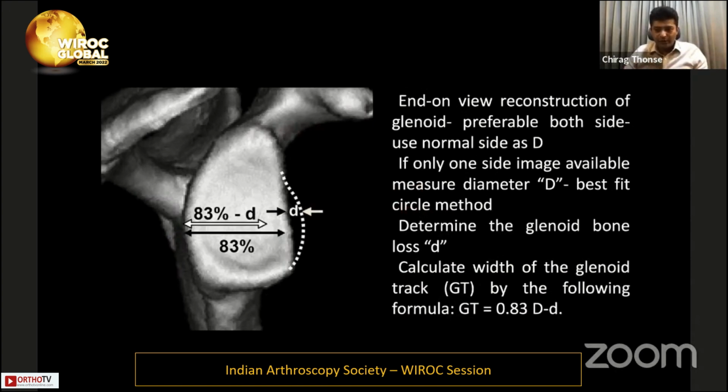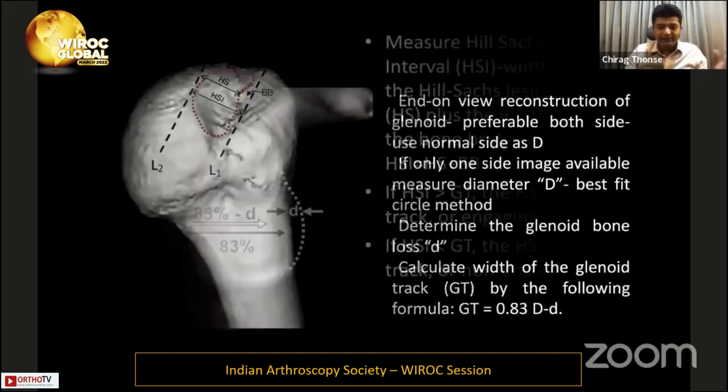Let me give a simple example. On an end-on view reconstruction of the glenoid, preferably both sides used, D is the normal, big D. If one does not have the facility to CT scan the normal side, one could use the affected side. One could calculate the larger D by a best fit circle method and determine the glenoid bone loss as small d. Calculate the width of the glenoid track by the following formula: glenoid track equals 0.83 D minus small d. That means 83% of the affected glenoid is the glenoid track.